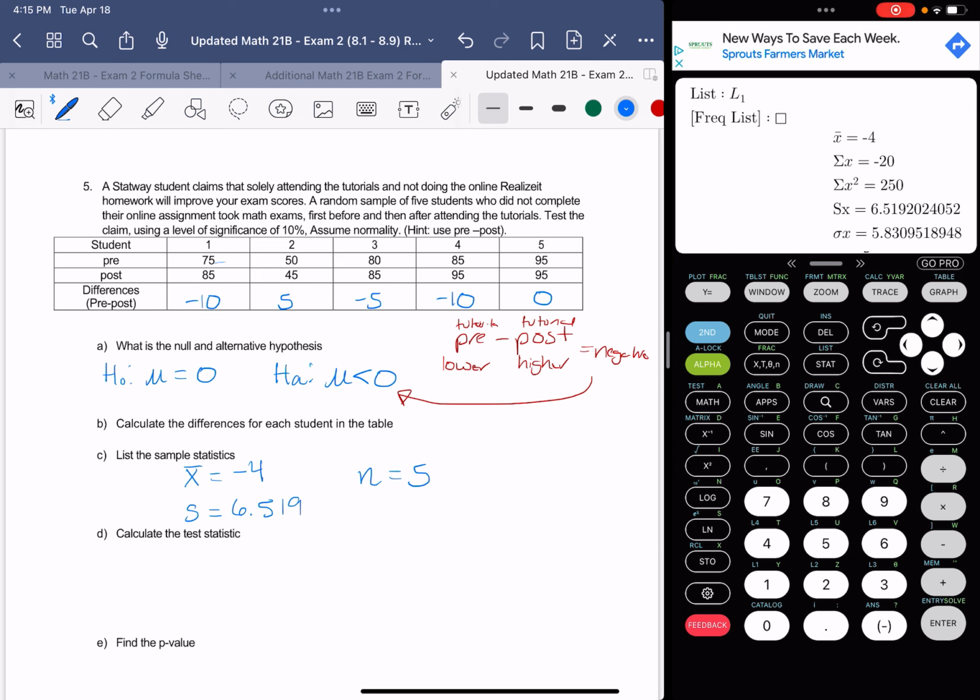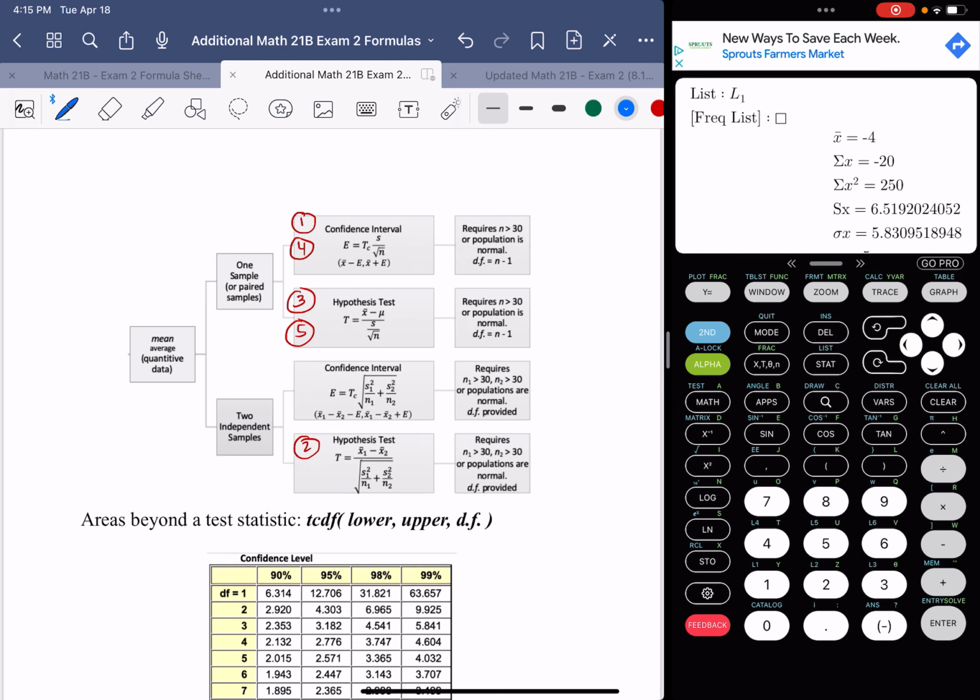So any questions there? Nope. All right, calculate the test statistic, which again, go back to here if you need to. We had said that we were working with a paired sample hypothesis test. This is where we are for number 5. So here's how we calculate the test statistic.